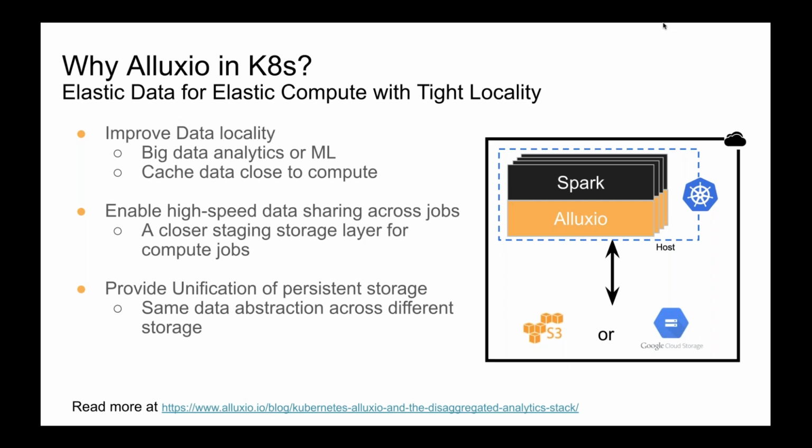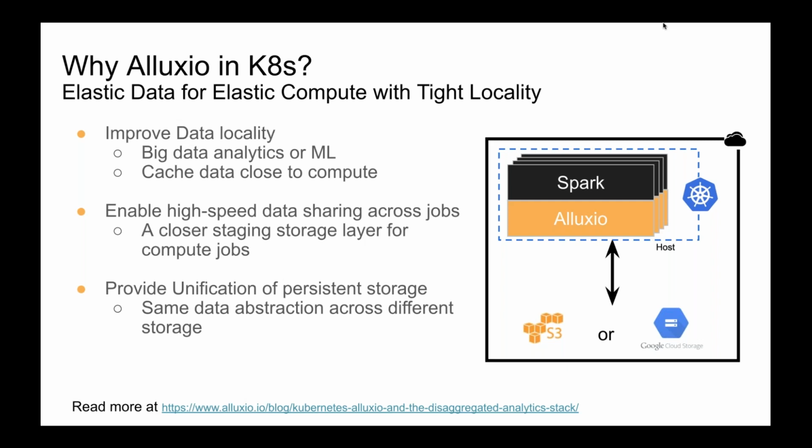And it also enables high-speed data sharing across jobs. If you build some pipelines and you don't want to always write the data back to S3, which can be slow, or you can encounter some consistency issues that you don't want to handle, then having a staging storage closer to the compute or even co-located with compute can be really helpful to improve the performance. So we have a staging storage layer for the compute jobs.